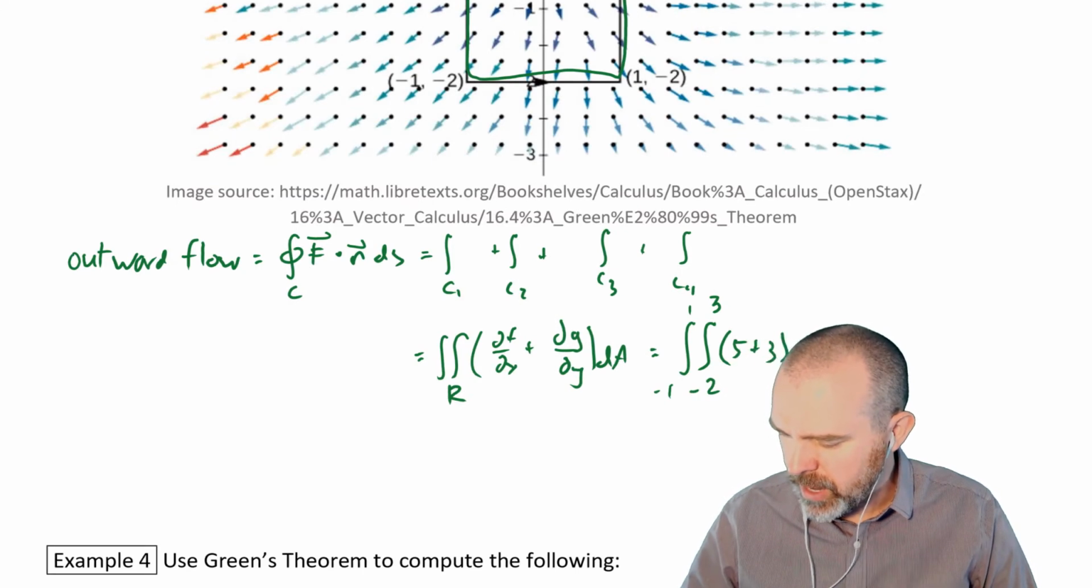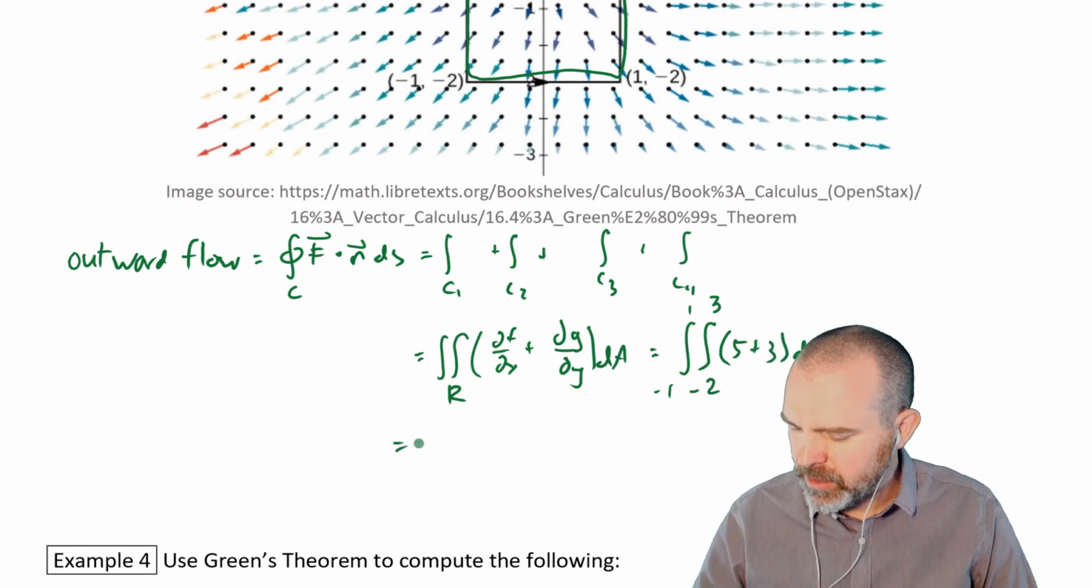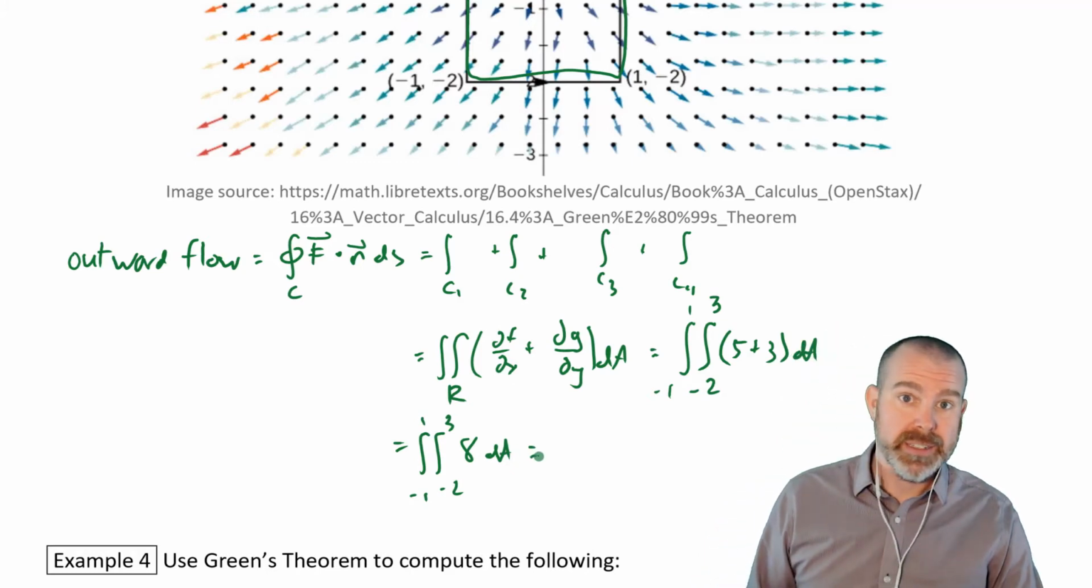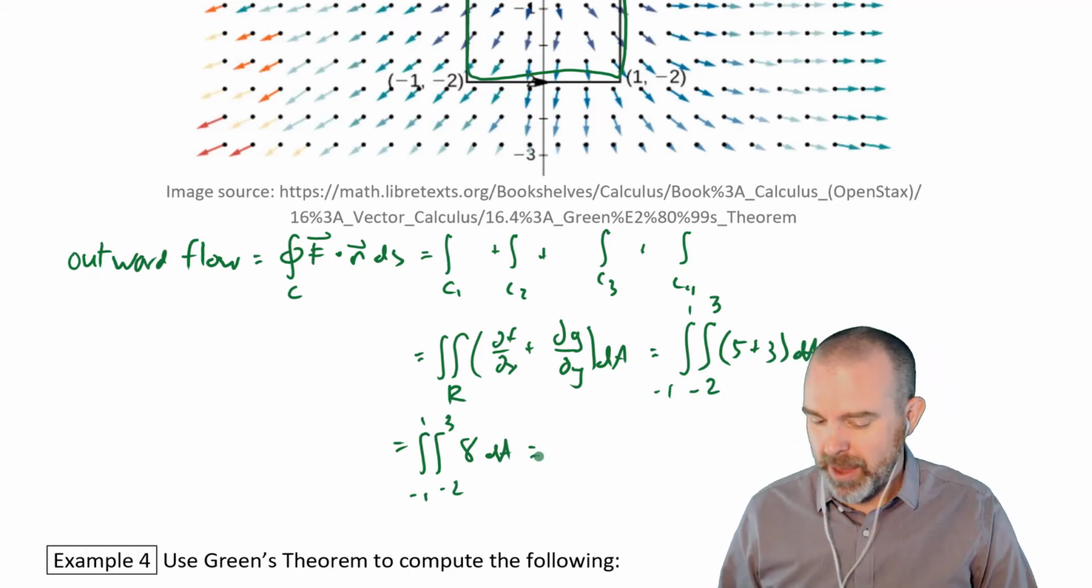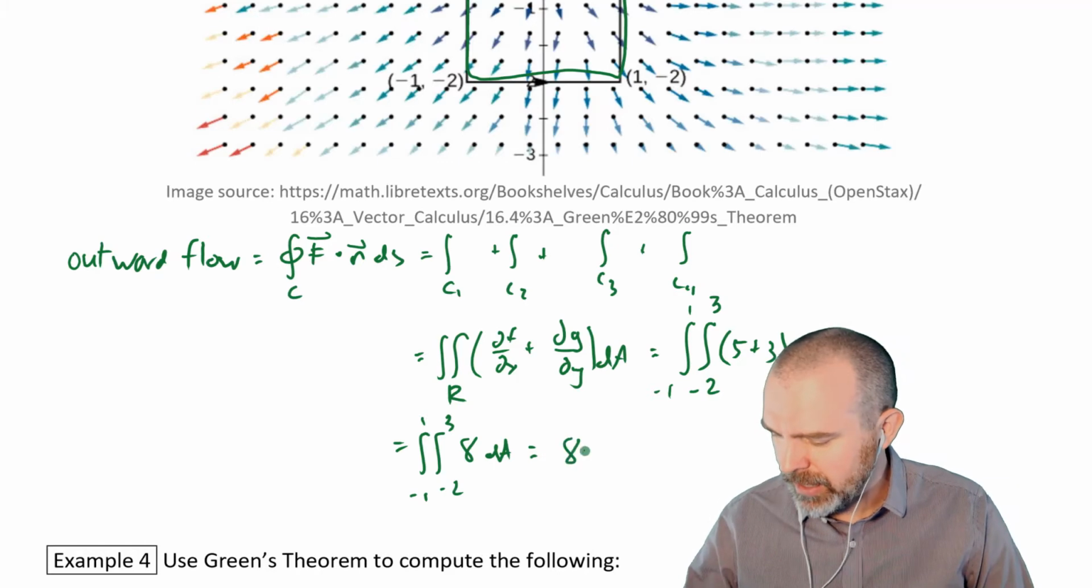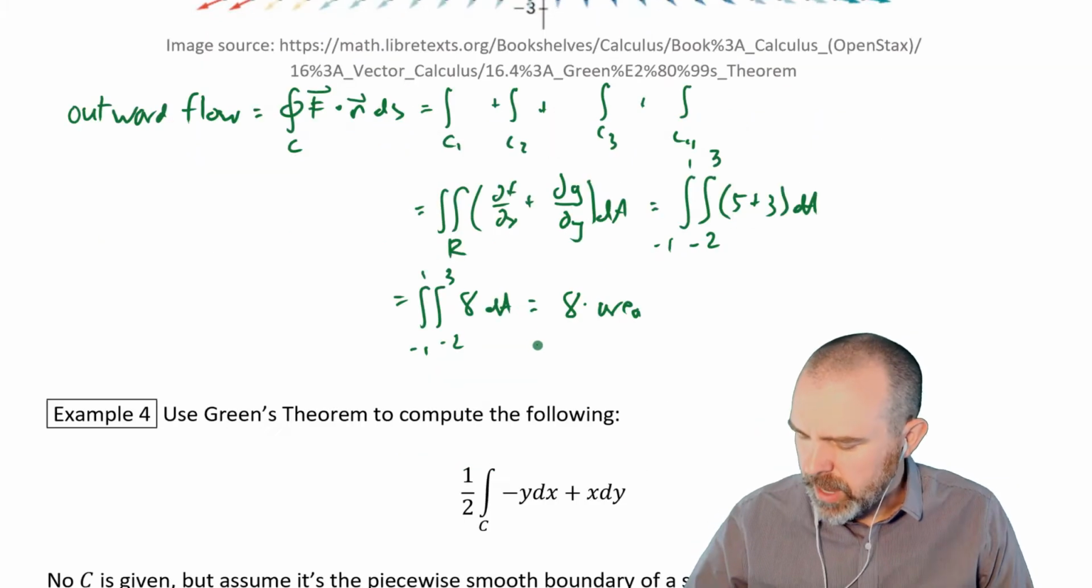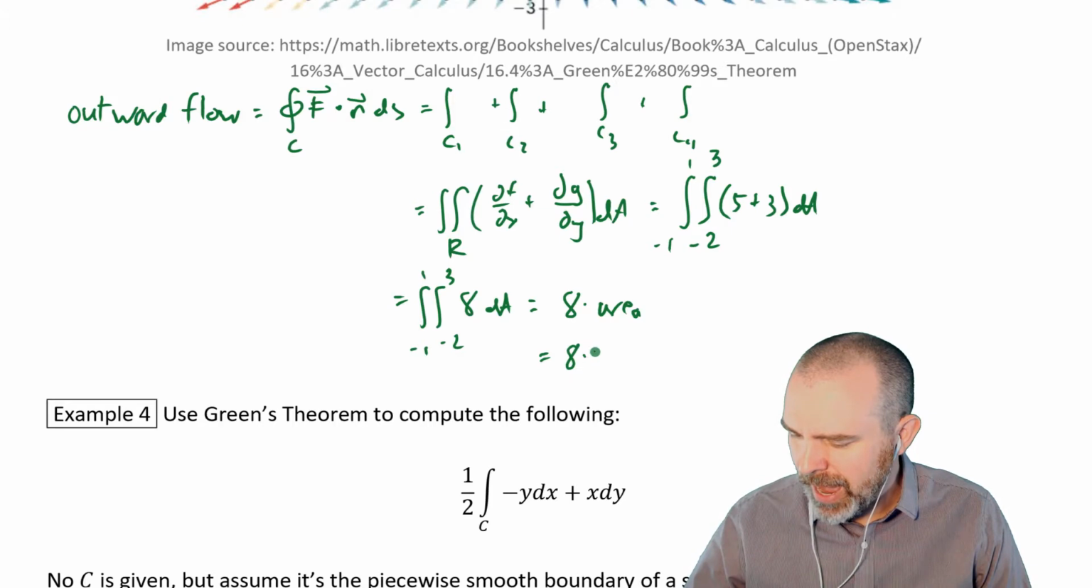So it does not get much simpler than that. That's just the double integral of the constant 8. That's just the area of the rectangle times 8. So 8 times the area would be 8 times 2 times 5, and that's 80.